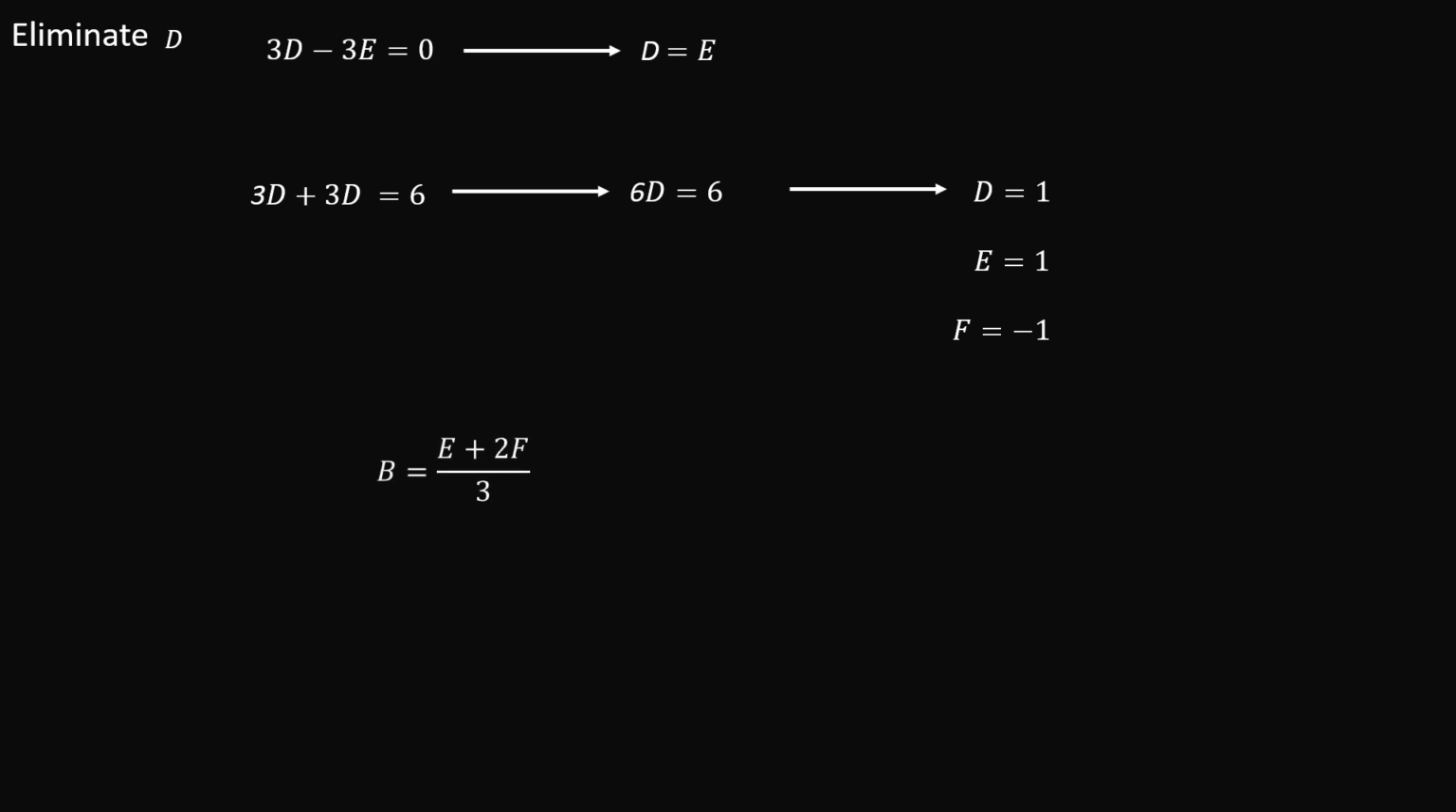As we saw that b = (e + 2f)/3, then b = (1 + 2(-1))/3, and so b = -1/3. And a = (b + d)/2, so a = (-1/3 + 1)/2, which is 1/3. And since we saw c = -a, c = -1/3.